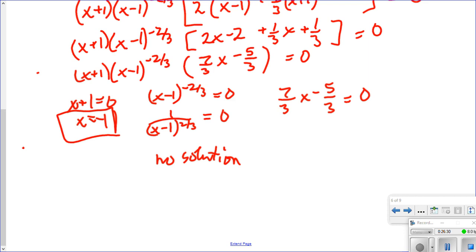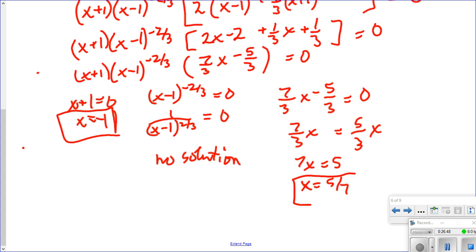Well, that's easy to solve. I like doing this strategy. I can get rid of my 3's by multiplying everything by 3. That would be 7x equals 5, or x equals 5 over 7. Okay, that's my other answer here. So I've got x equals negative 1, no solution, and x equals 5 over 7.